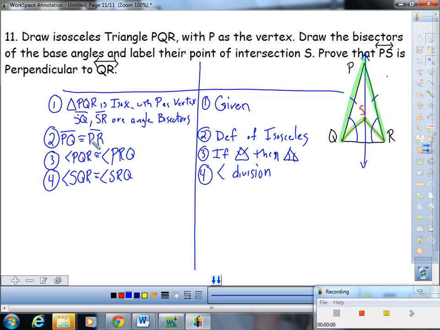PR. Okay, so now I've got SQR, this one is congruent to this one, and that's going to lead me to that and that. So now I can say that QS is congruent to RS. And this time it's if angles, then sides.